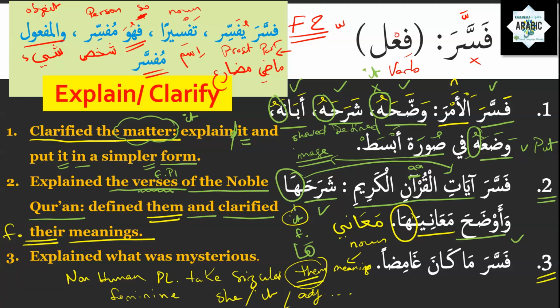The other part of the sentence that we have here is fassara ma kana ghamidan. He explained what, ma, was, kana ghamidan, and this is an adjective. Ghamidan means mysterious. So he explained what was mysterious. So as you can see here, we have many verbs that share the exact meaning of explain, clarify, define, show, and illustrate as well. So let's look at the exact same sentences without the notes.